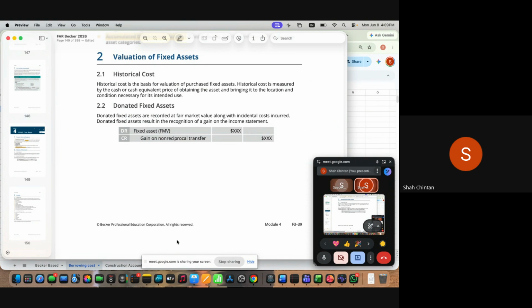Suppose you had a building, let's say the value of the building was $10,000. Now you decided to donate this building completely. So that means the building is going out of your balance sheet. So you have a loss on donation. So your entry is loss on donation account debited, building account credited, $10,000.